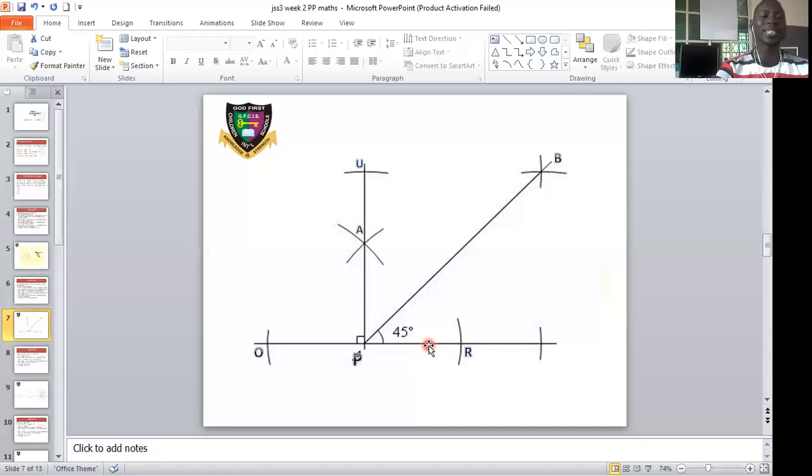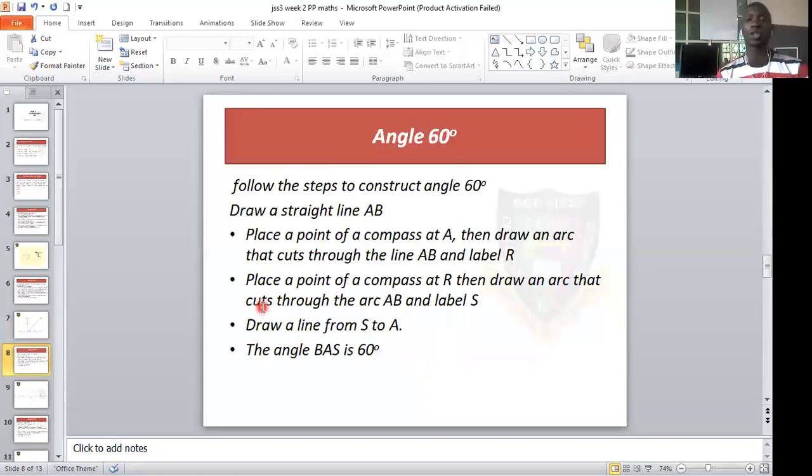Angle 60 degrees. Follow the steps to construct angle 60 degrees. Draw a line AB. First thing, you draw a straight line and label it AB. Place the point of the compass at A, the starting point of the line you draw, and draw an arc that cuts through the line AB and label R. This is also one of the first procedures according to what we did in angle 90 and angle 45.